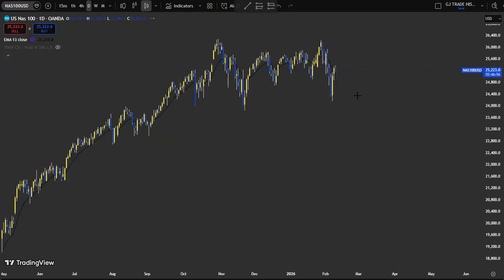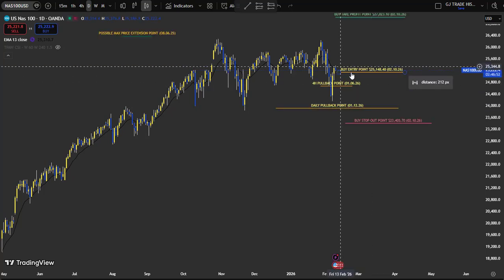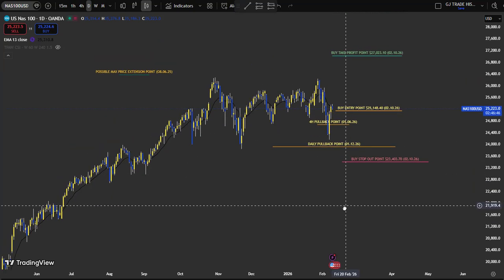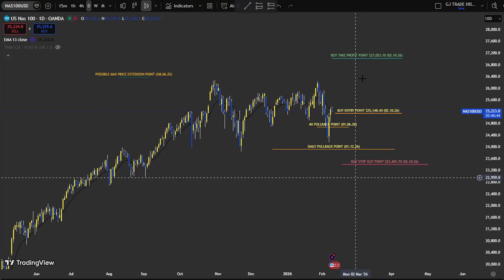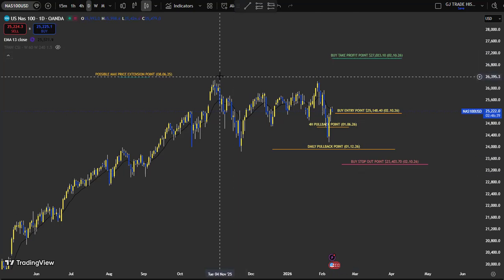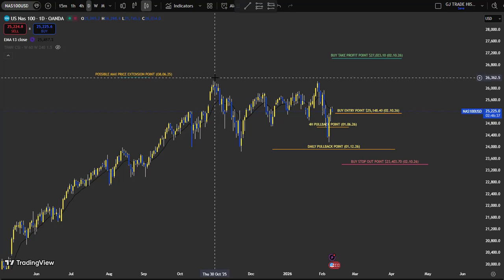Same here. We're going to look for a buy opportunity. Really, we're looking for a little bit of a pullback to 25,148.40, and then we buy in with a stop loss of 23,437.0 and a take profit of 27,023.10, and that would actually eclipse past our extension point that we set in August of 2025, where we were thinking the price would get to 26,395.30.